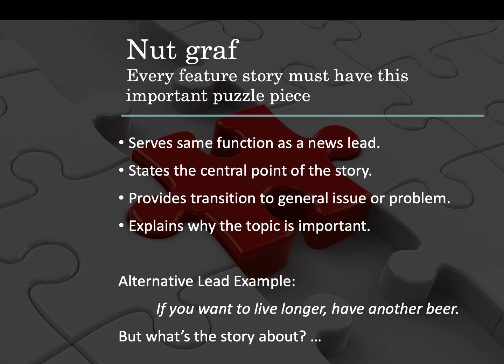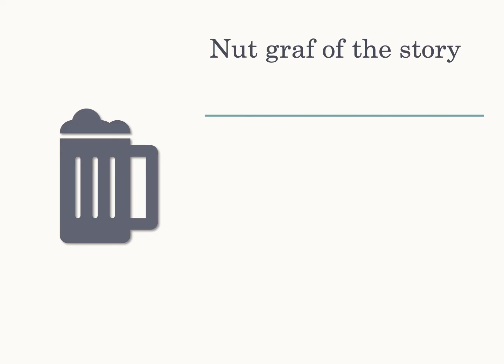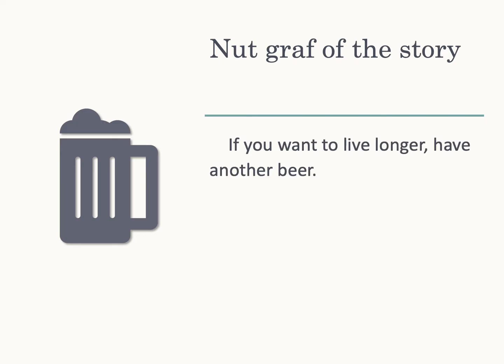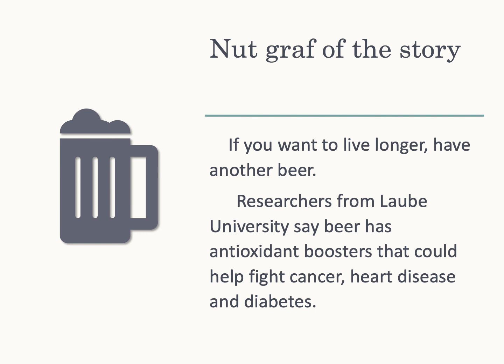So here's an example of an alternative lead. If you want to live longer, have another beer. Now I'm talking to my audience, which I can do in a story like this, but what is the story about? Why should I drink beer if I want to live longer? So now I need to know what the story is about. So here's my lead, and here's the story. Researchers found that beer has some stuff in it that can help you. And that's the story. That's why that alternative lead is going to cause me to keep going, at least to read this part.